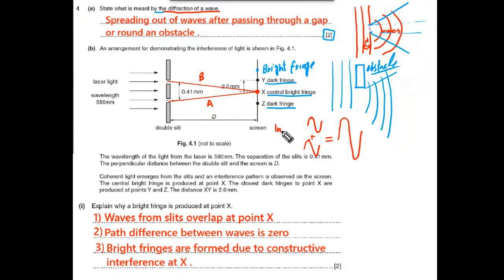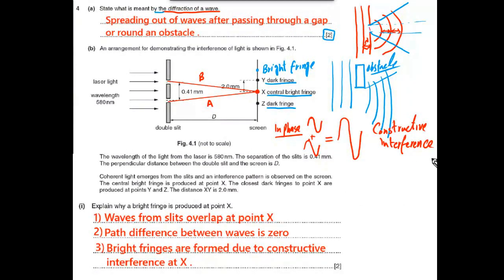So we call these two waves in phase. If they are in phase, we can add them. You see this amplitude plus this one, we get a bigger amplitude. And this is negative displacement, we add, we get more negative. So this is in phase, and this we call constructive interference.